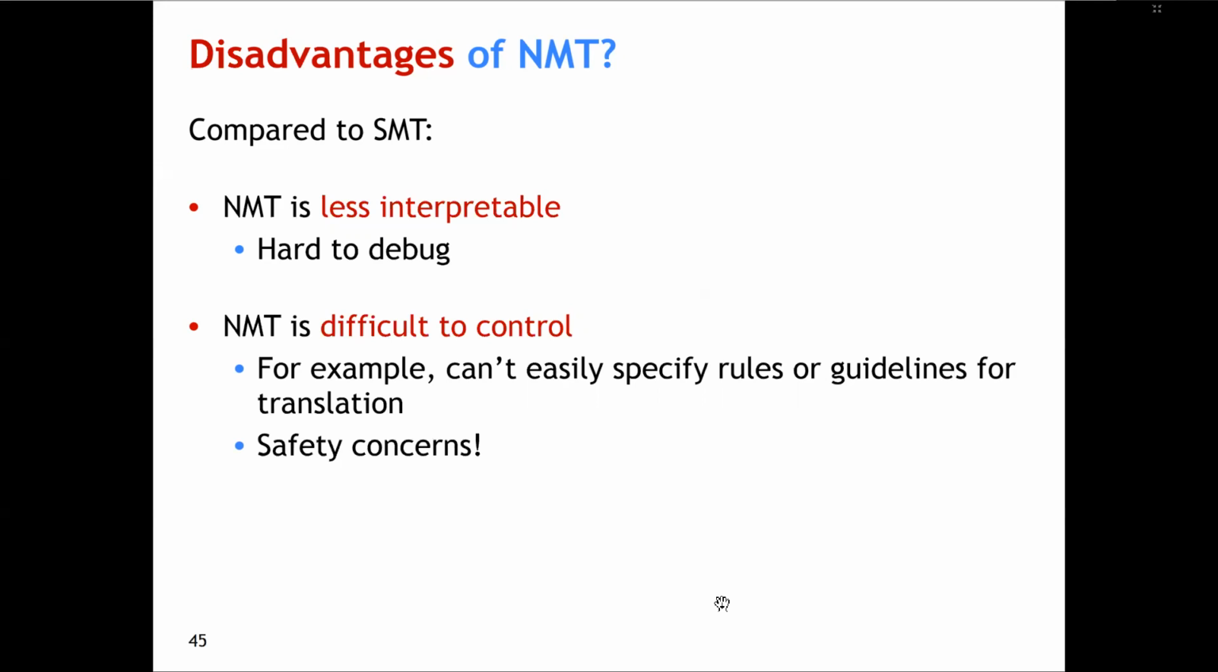Right? And also it's difficult to control because you cannot put any control over there, right? It's end-to-end, so how can you control that? So you cannot specify rules or guidelines for the translations, right? You don't want the model to generate some bad language. You don't want it to say that out there.